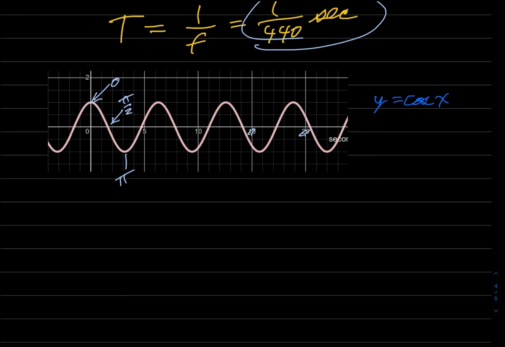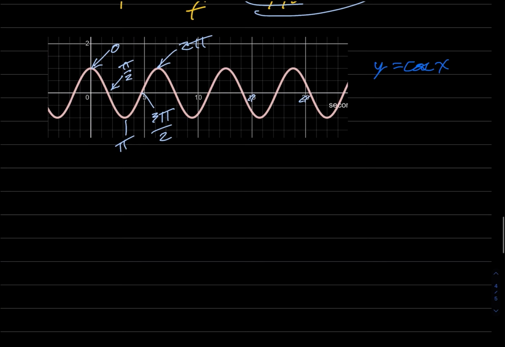Where the cosine hits 0 again, that's 3 pi over 2. And where the cosine is back to where we started, one complete cycle, the angle is 2 pi. So now let's picture the entire unit circle. And let's look at cosine of x.